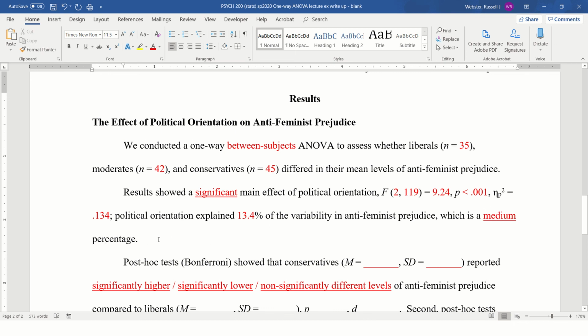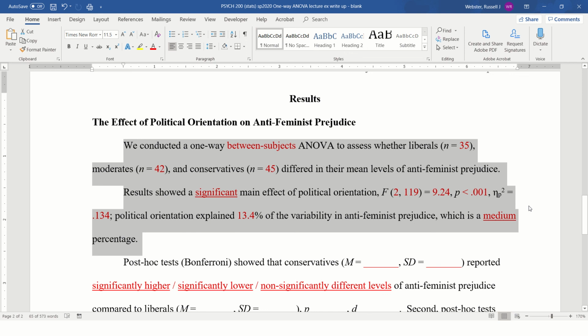So results showed a significant main effect of political orientation. F, degrees of freedom between and within 2, 119, actual F value 9.24, p less than 0.001, partial eta squared of 0.134. Political orientation explained 13.4% of the variability in anti-feminist prejudice, which is a medium percentage.